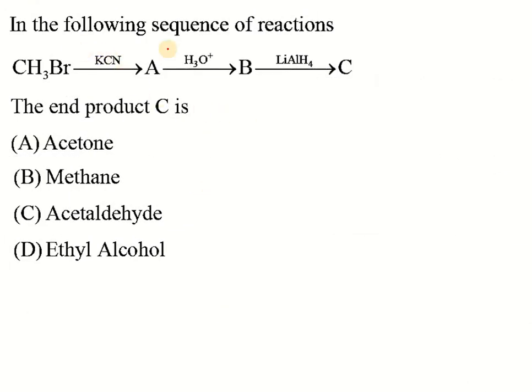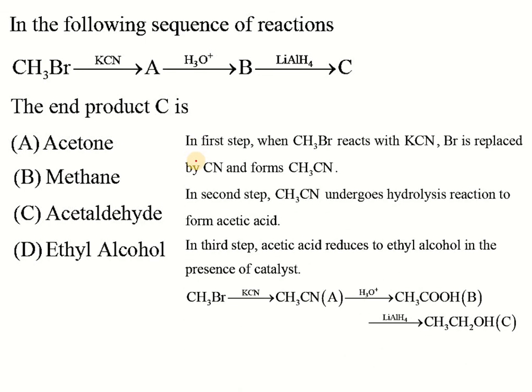Next question. In the following sequence of reactions, CH3Br in the presence of KCN gives A, A on acidic hydrolysis gives B, and B on reduction gives C. Usually, once you write the chemical reaction, cyanide will be formed. After that, carboxylic acid after hydrolysis, followed by reduction gives alcohol. So ethyl alcohol is the right answer for this series of reactions.